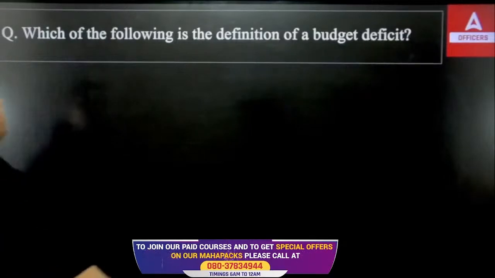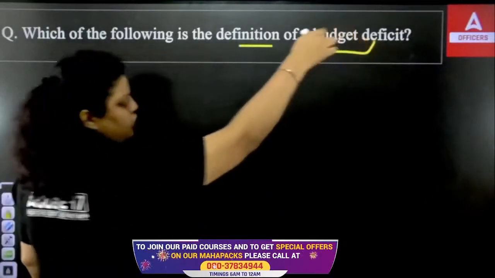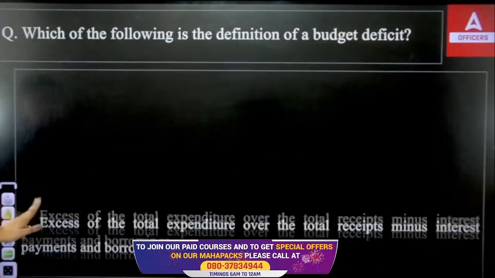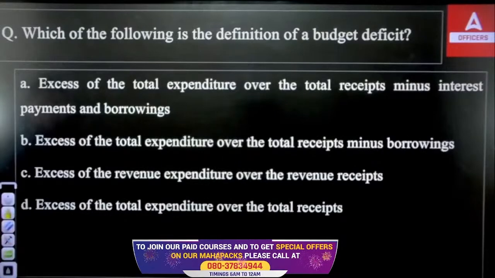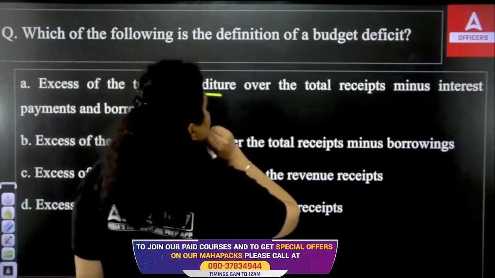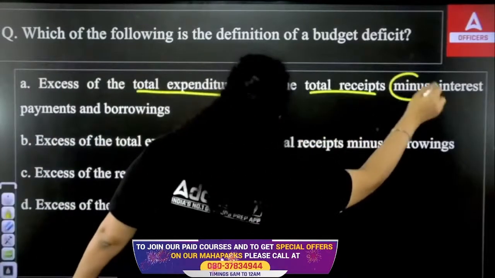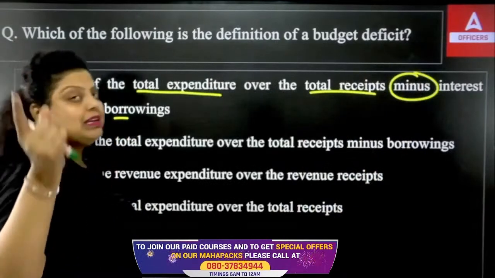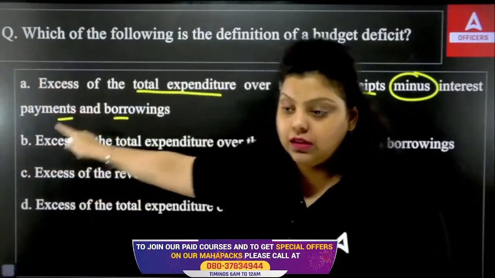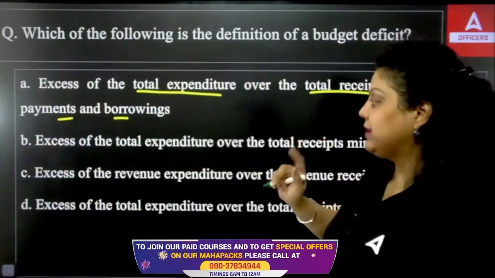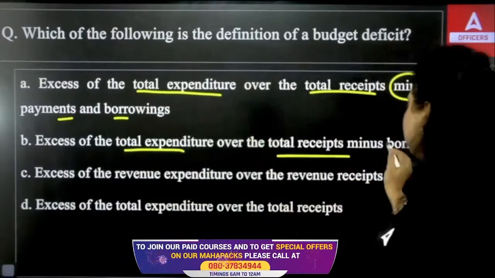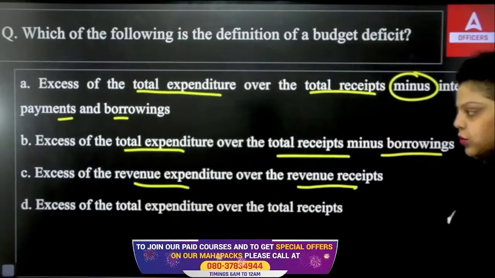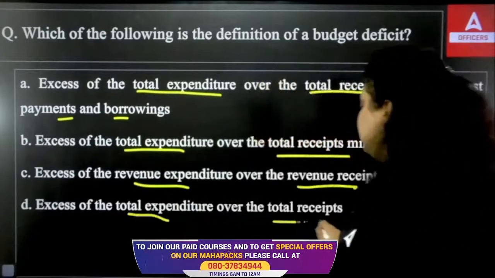Okay, now which of the following is the definition of budget deficit, or you can call it a budgetary deficit? Budgetary deficit or budget deficit, both are same. So you have these options. First, excess total expenditure over total receipts minus interest payments and borrowings. When your total expenditure is more than your total receipts and you are subtracting the payments and borrowing. Second, excess of total expenditure over the total receipts minus borrowing. Excess of revenue expenditure over the revenue receipts. Excess of total expenditure over the total receipts.